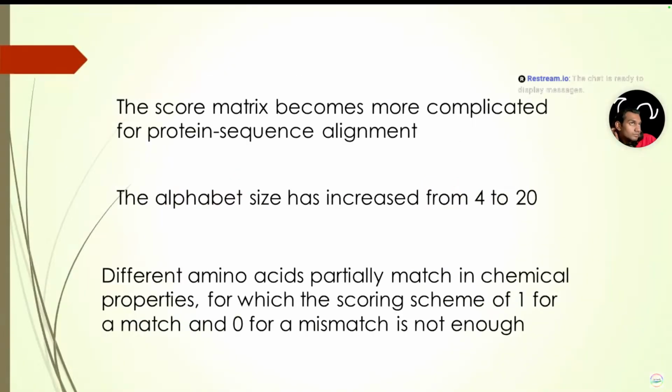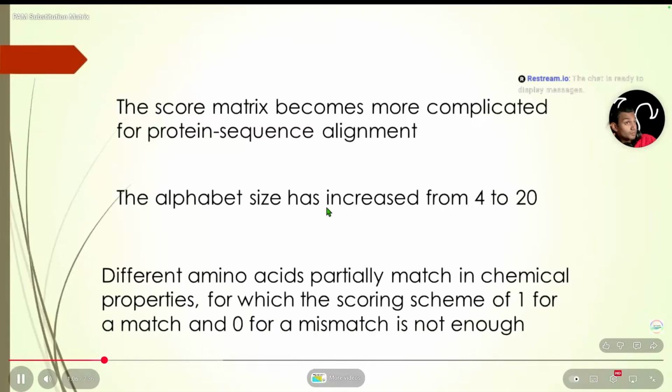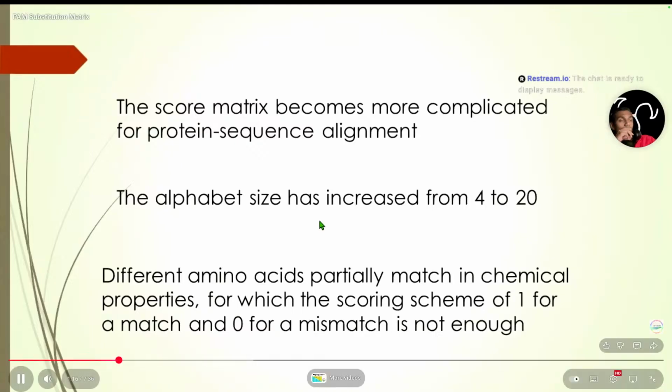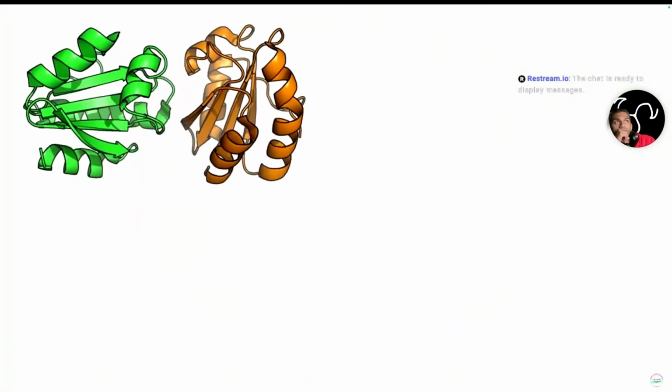The score matrix becomes more complicated for protein sequence alignment. Why? There are two reasons. First, the alphabet size has increased from 4 to 20. In DNA, there are only 4 bases, but in protein, there are 20 amino acids. The second reason is that for proteins, the scoring scheme of 1 for a match and 0 for a mismatch is not enough.